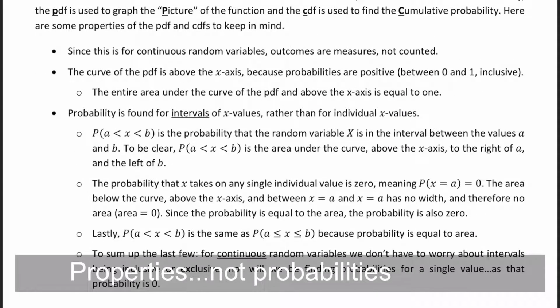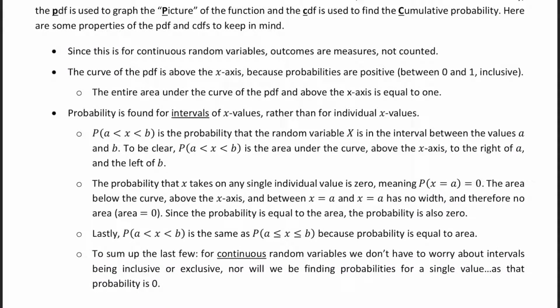All right, here are some properties of the PDFs and CDFs that we should keep in mind. Again, this is continuous random variables, so our outcomes are measured, they are not counted. The curve of the PDF is above the x-axis, and because probabilities are between 0 and 1 inclusive, the entire area under the curve is going to add up to 1, as I said earlier. When we're finding the probability of our continuous random variables, we're going to be looking for intervals of x values rather than just individual values.